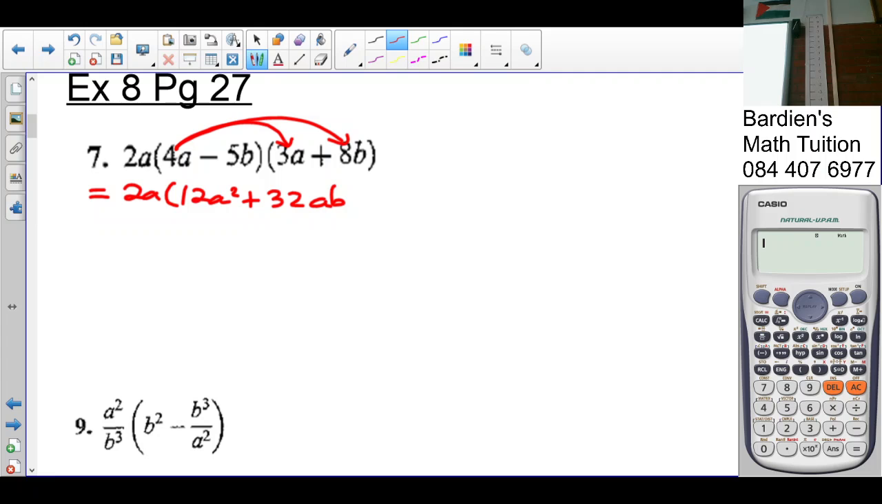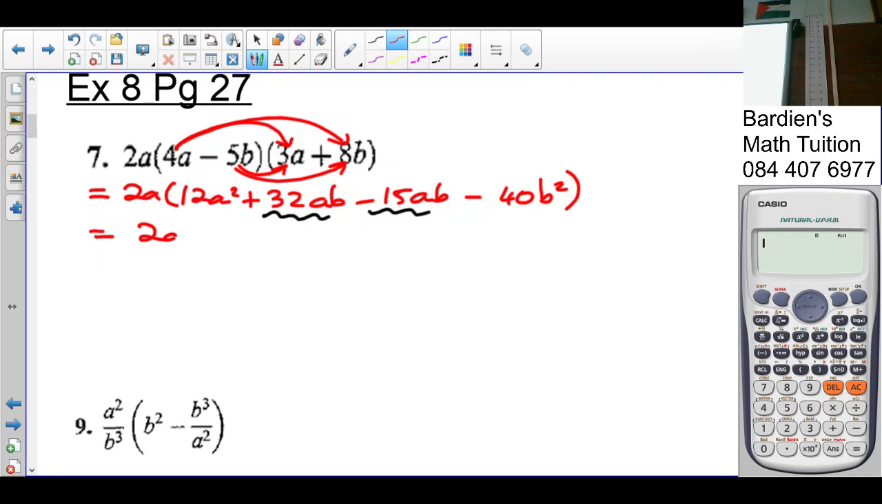32ab. What is negative 5b times 3a? Negative 15ab. If you had written ba, no problem. ab and ba is the same. What is negative 5b times 8b? Negative 40b^2. So what do I do now? Like this. Or I could have multiplied the 2a in at this point. Any one of the two. But as you call it like terms first, so I'm going to do that first.